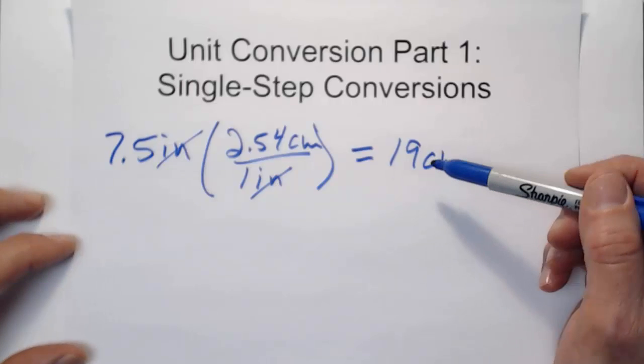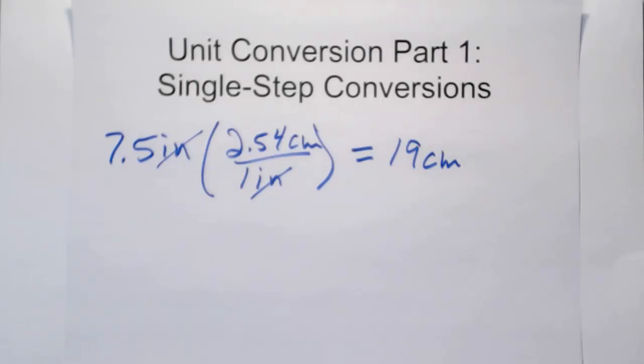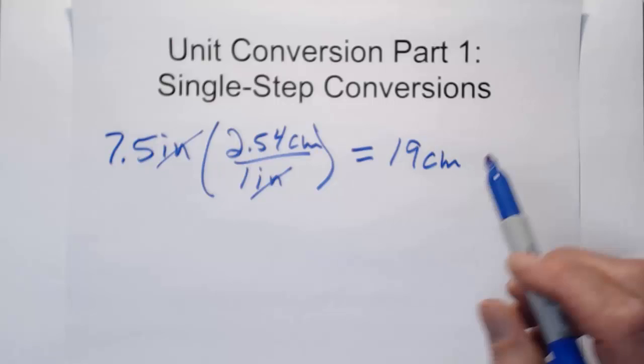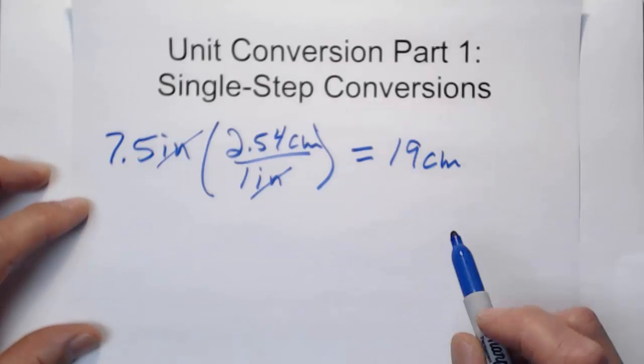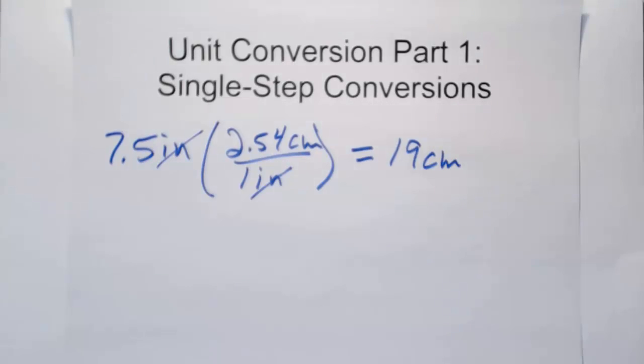If you just wrote 19, someone who is reading it wouldn't know if you were talking about centimeters, inches, meters, yards, feet. Could be anything. So always put down the units. Don't assume that people are going to know what they are. Now, this unit conversion depended on some properties of numbers, and I'm going to state those right now.